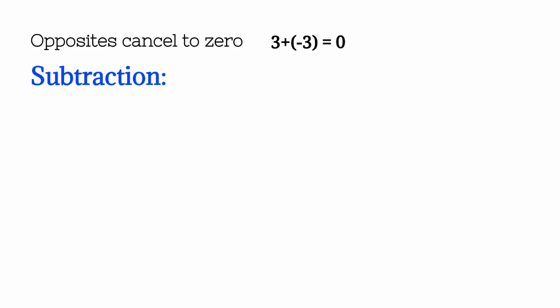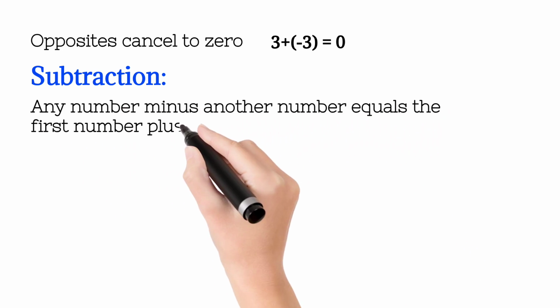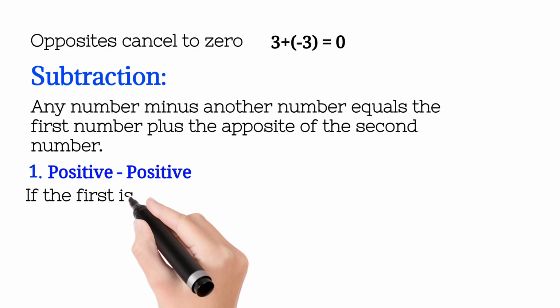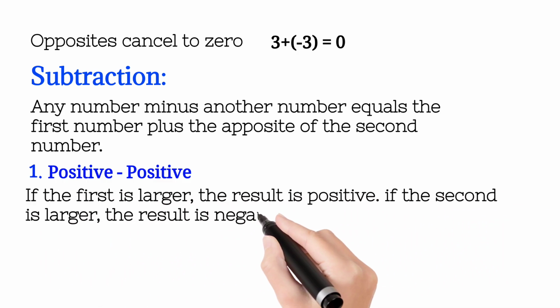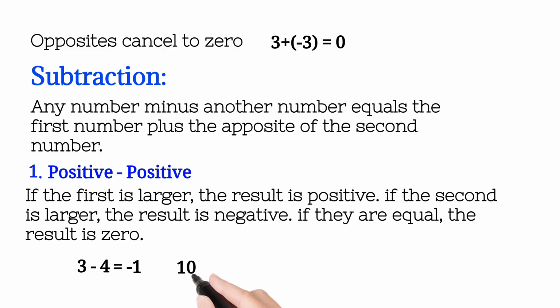Think of subtraction as addition of the opposite. Any number minus another number equals the first number plus the opposite of the second number. Use the same three addition rules you just learned. Positive minus positive. Compare the numbers. If the first is larger, the result is positive. If the second is larger, the result is negative. If they are equal, the result is 0. Examples: 3 - 4 = -1. 10 - 1 = 9. 3 - 3 = 0.